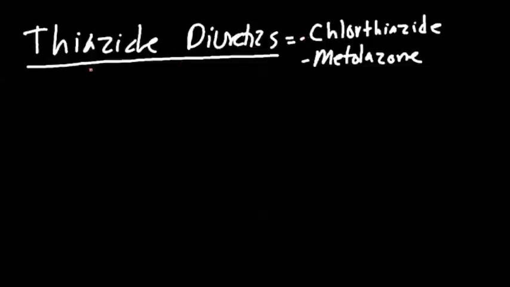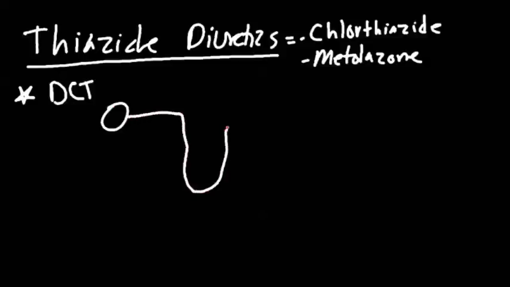So what are we talking about? We're going to be talking about diuretics that work on the distal convoluted tubule. So remember, we have our glomerulus, proximal, descending, loop, ascending, distal convoluted, and collecting duct. We're going to be talking about our distal convoluted tubule here. So let's take a look at the mechanism of action of a thiazide diuretic.